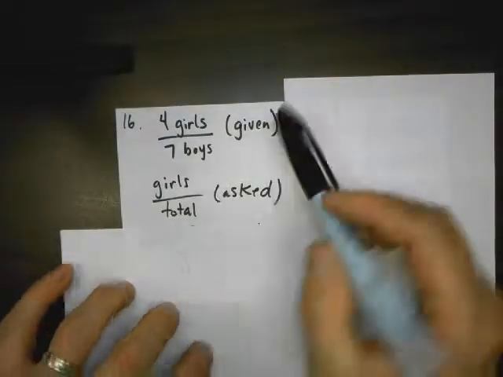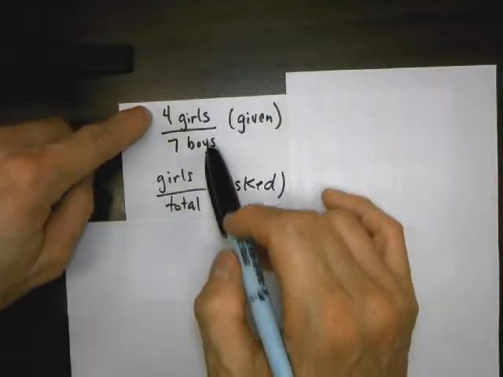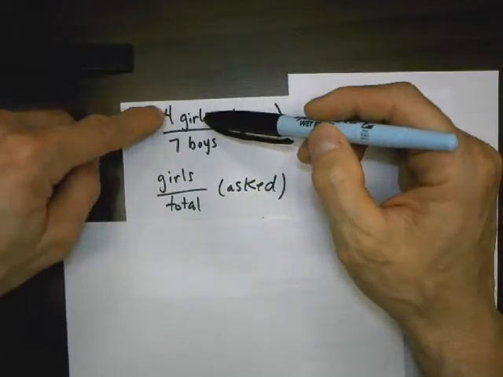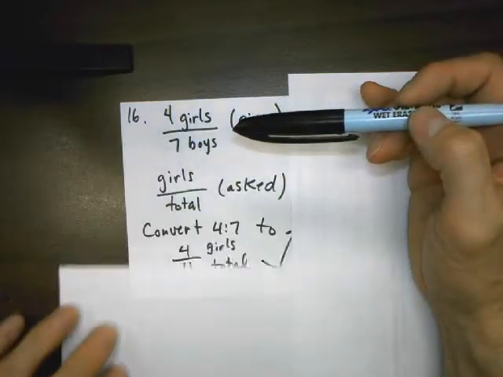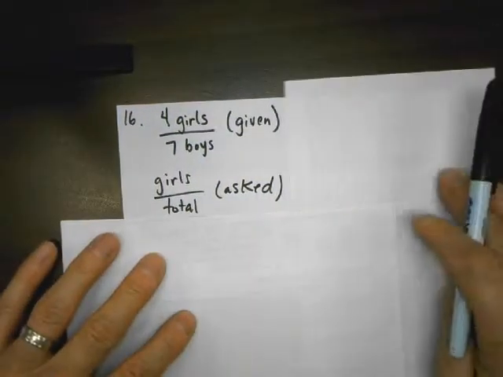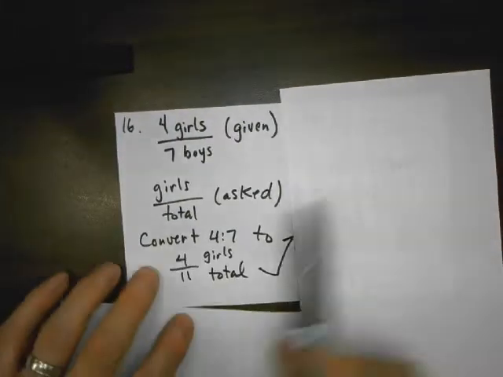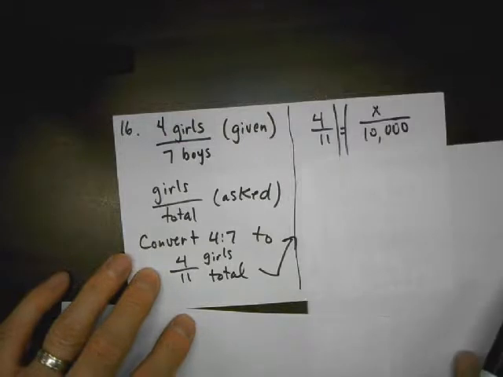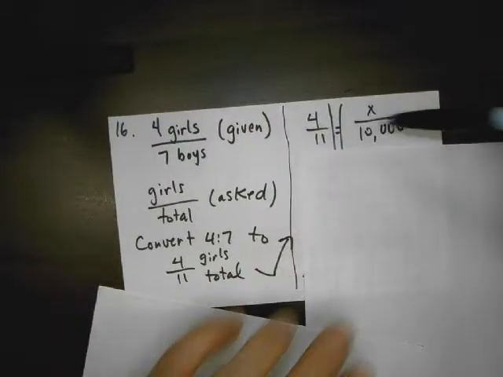So whatever they ask you about, you have to convert your ratio to that. So we're going to convert girls to boys to girls to total. So there's 4 girls for a total of how many? Out of 4 and 7, we got to add those two together. Remember, anytime they say total, you're going to add something, right? So I'm going to add those up. I convert 4 to 7 to 4 girls to 11 total. So now that I have girls to total, I can answer the question because they asked me girls to total.